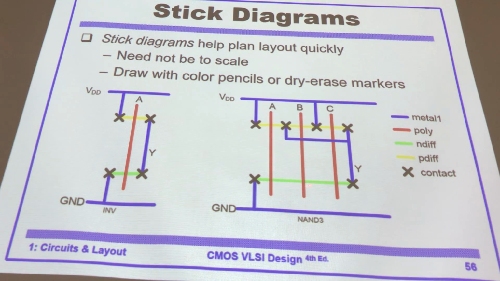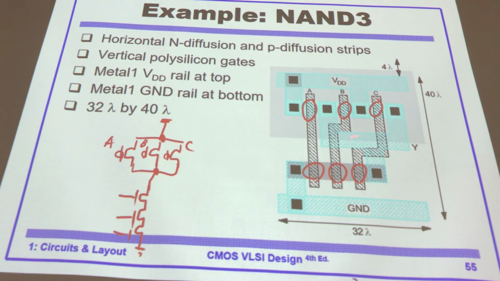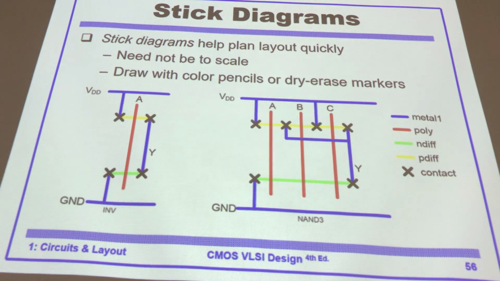And this is the 3 input NAND gate, similar to this circuit, but it's much easier to draw the figure for the 3 input NAND gate. It helps plan the layout quickly. It need not be to scale. For a real layout, it's to scale, but not for the stick diagram. Drawing with a colored pencil or dry erase marker should be fine.